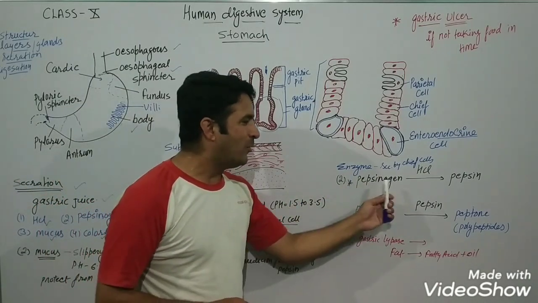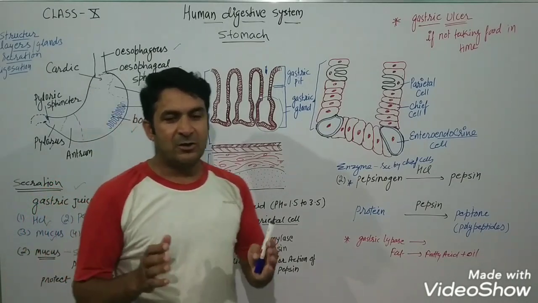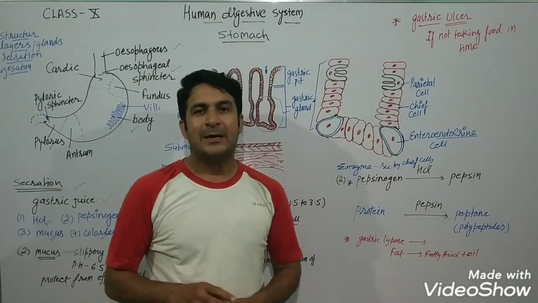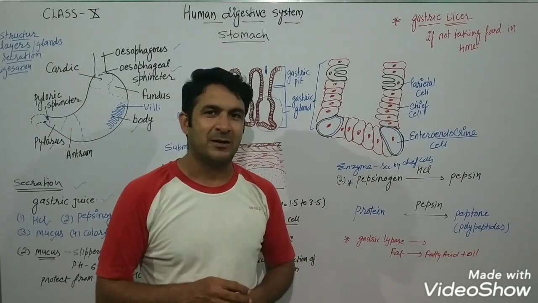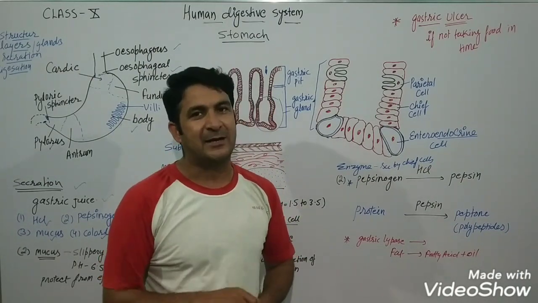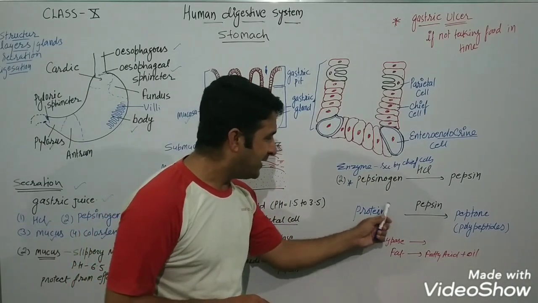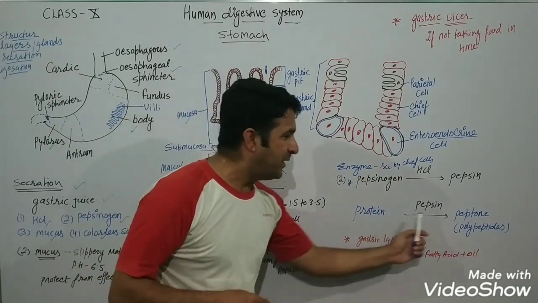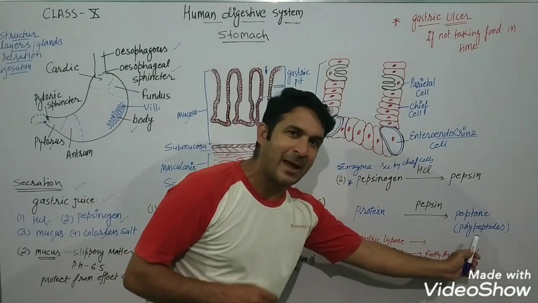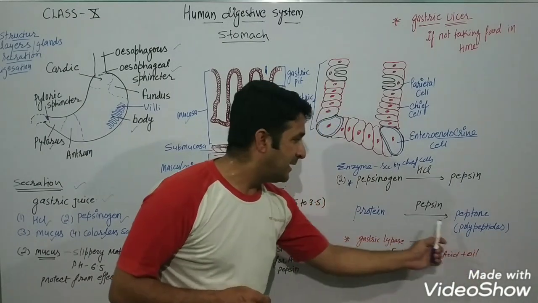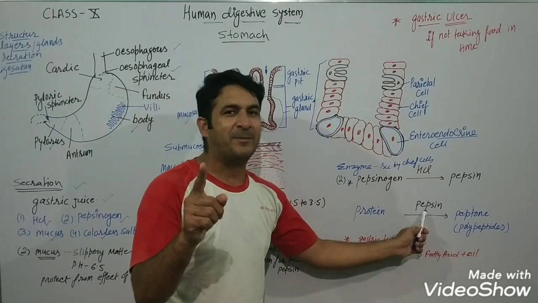Now we will discuss the enzymes and their action separately. Children, as I told you just now, protein digestion is a very important digestion that takes place in the stomach, and the stomach is specialized to start protein digestion. Here you can see the protein is converted into peptone, which is chemically polypeptides. So the protein is converted into peptone by the action of pepsin.